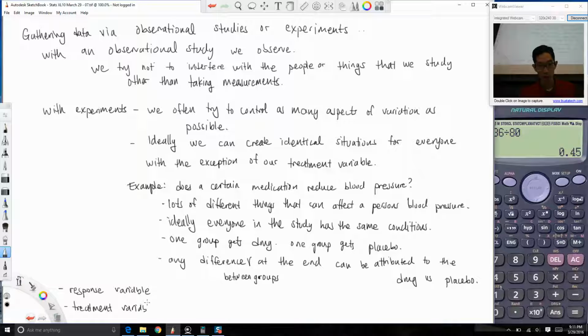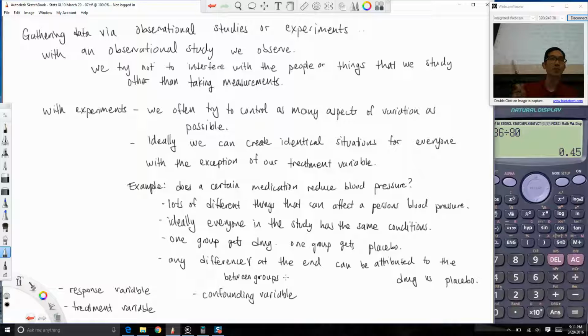So the response variable is the thing that we're interested in. The treatment variable is the thing that we change from one group to the other. Okay? And you need to learn confounding variable.